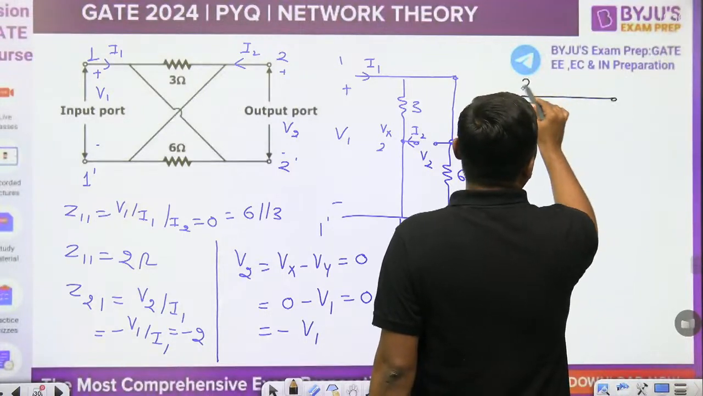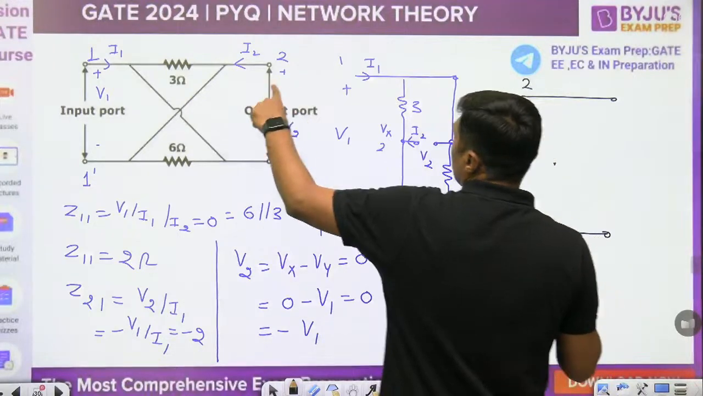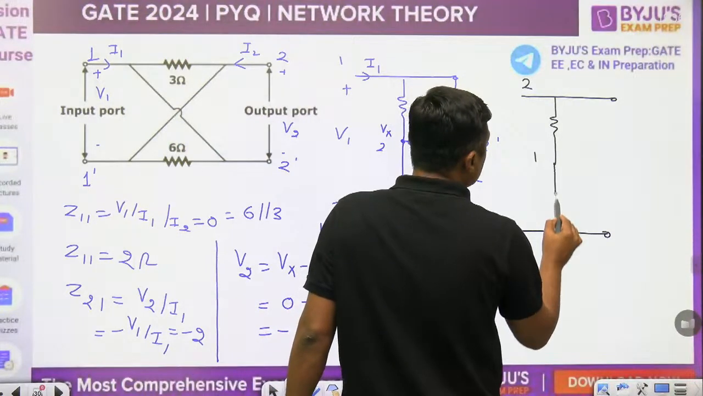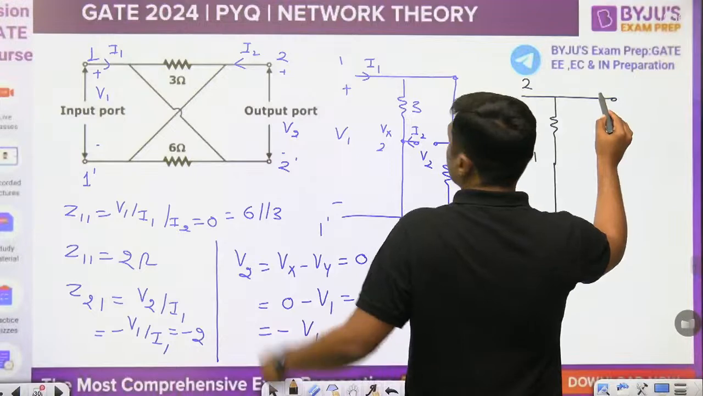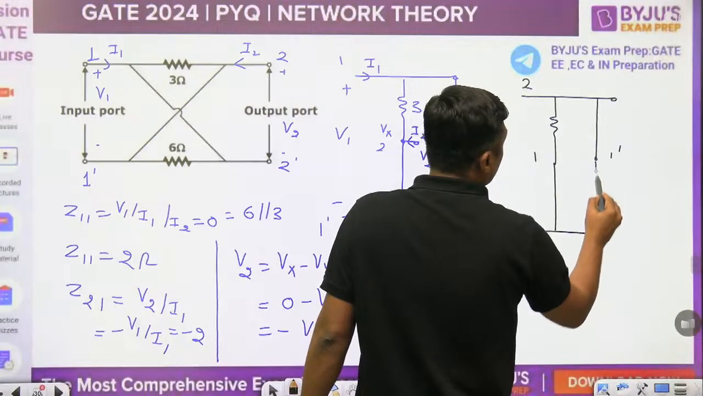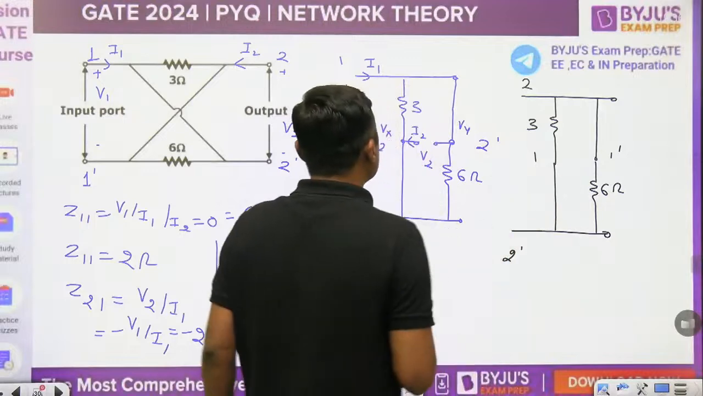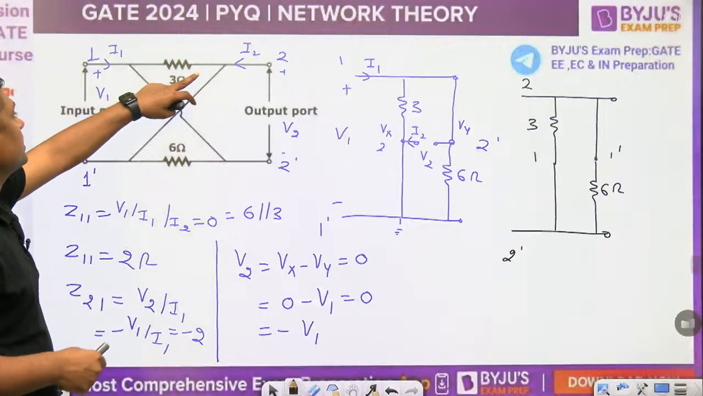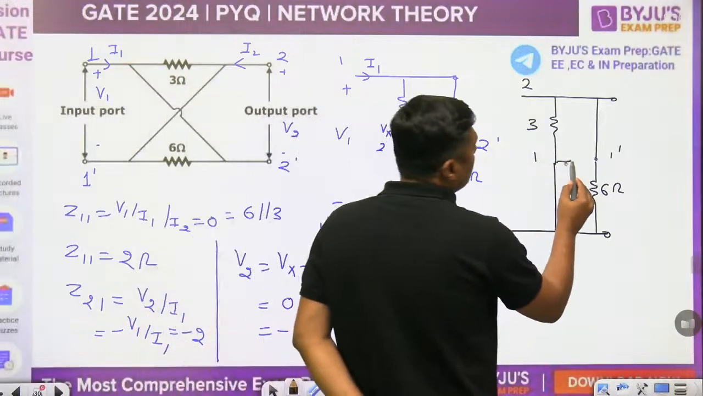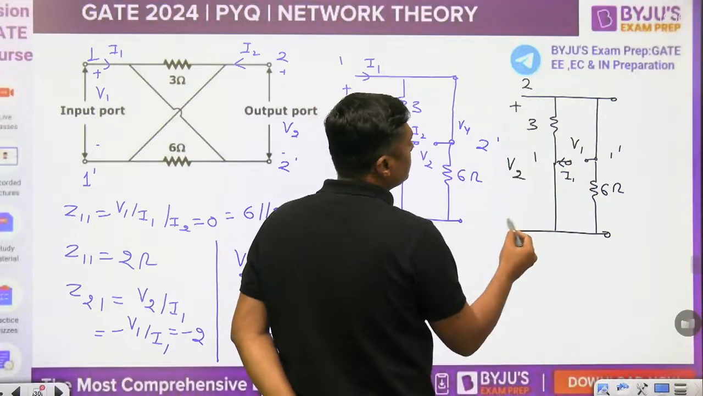Let this be the 2, this be the 2 dash, and this the 1. So between 2 and 1, 3 ohm is connected. And that is short circuit. This is 1 dash. 2 and 1 dash, short circuit. This is 3, that is the 6 ohm. You will get the same diagram. So here, this is the 3 ohm. Then this is I1, this is V1, this is V2, this is I2.